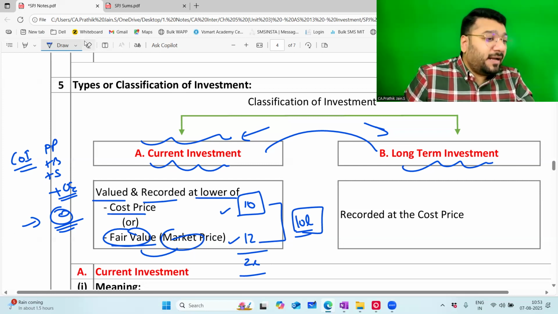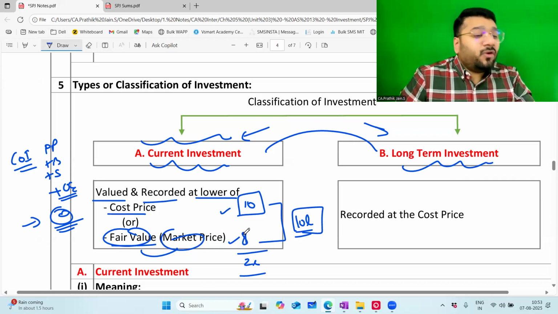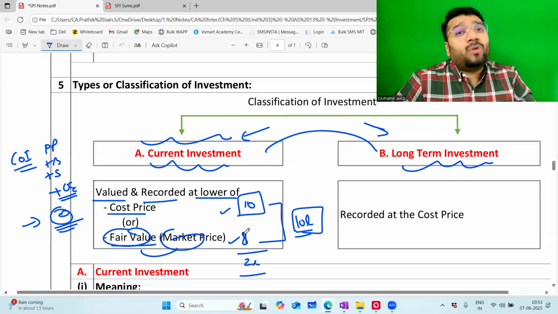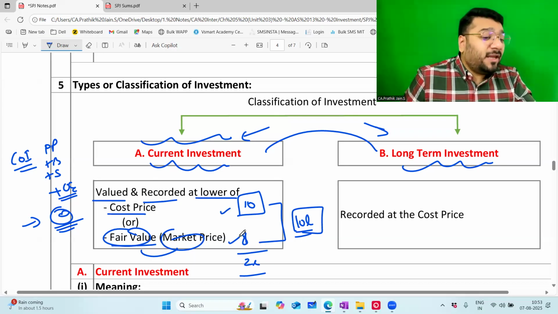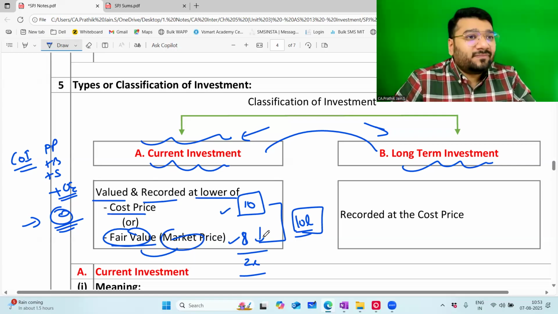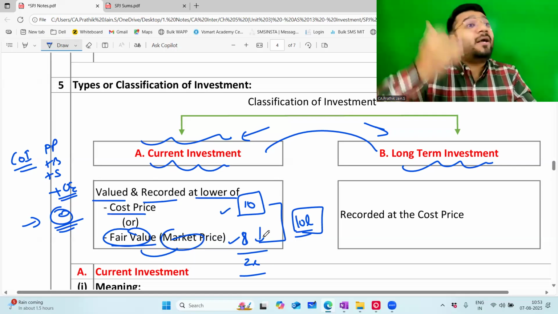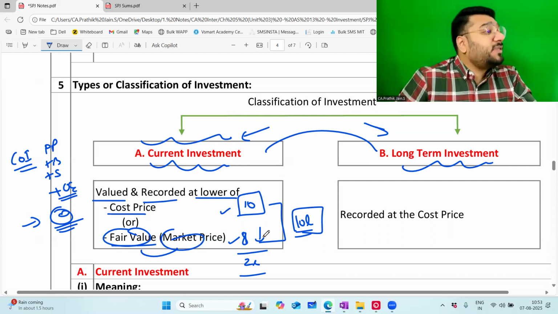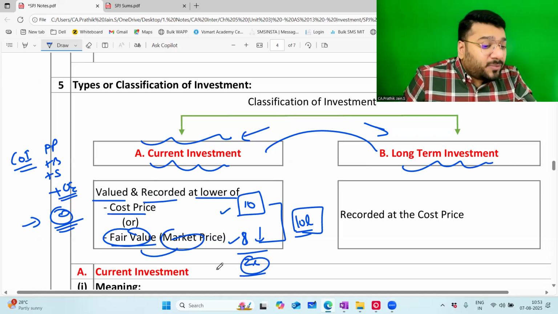On the other hand, imagine the fair value of the investment is 8 lakh rupees. 10 lakh you have invested. Now it is 8 lakh rupees, a fall in the value of the investment by 2 lakh rupees. And this is current investment, which means you have an intention to sell this in the next couple of months. Generally, we believe that once the value of a current investment falls, getting back to its original value is not that easy. So we take a pessimistic view that it will not go back to the normal value. It will not go beyond 8, it will not go back to 10. With that pessimistic approach, we capture this loss in our books of accounts.